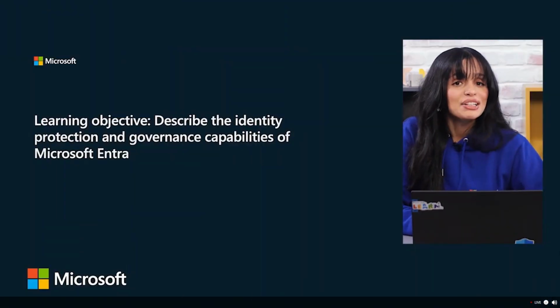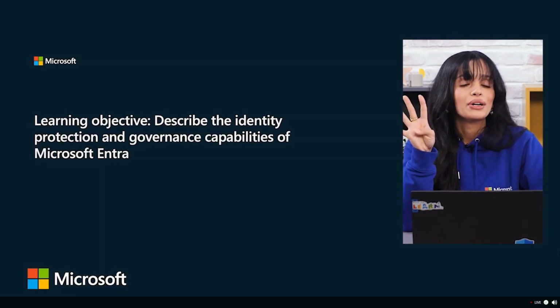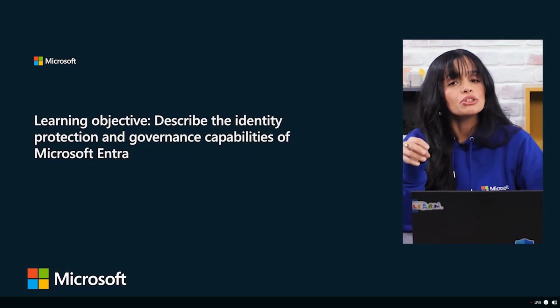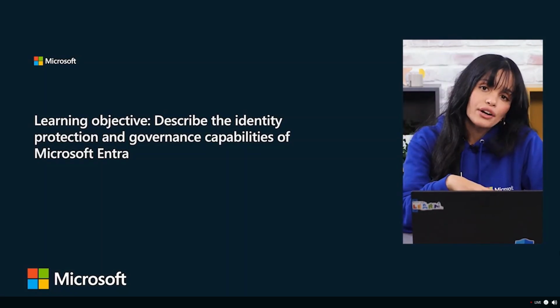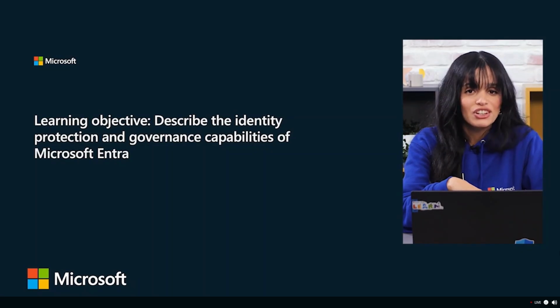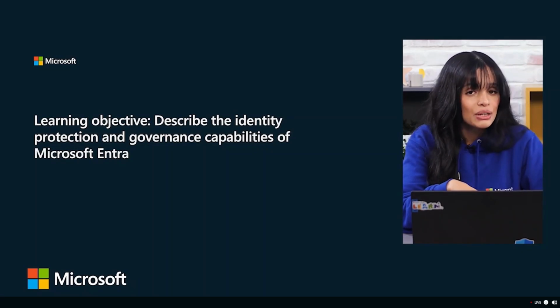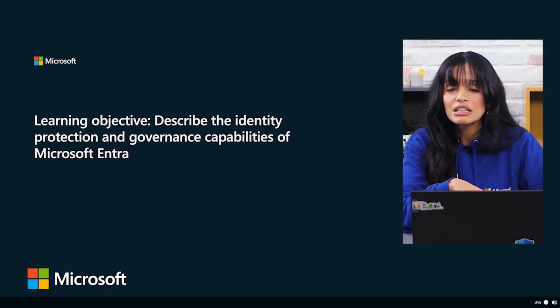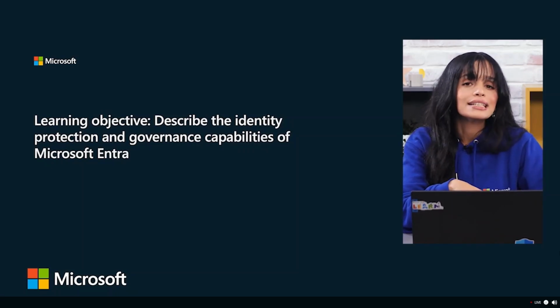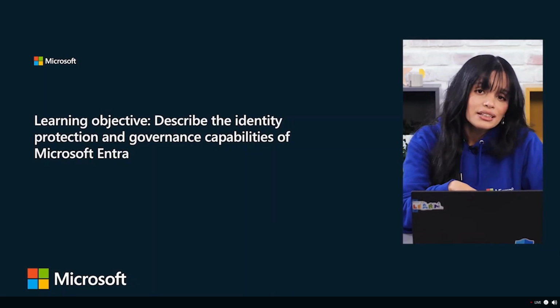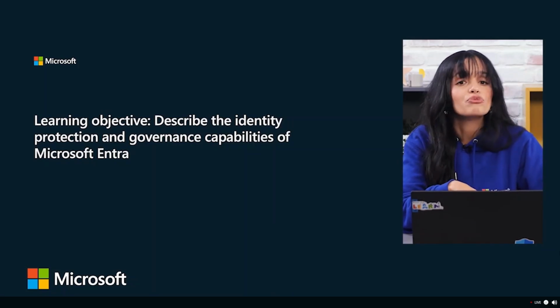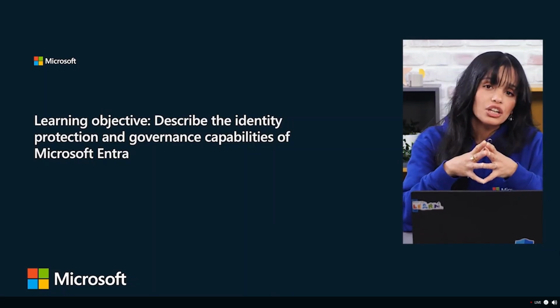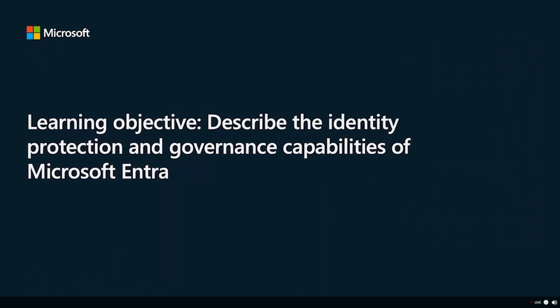Now, let's look at lesson number 4. In this lesson, we are going to talk about identity governance capabilities in Microsoft Entra. Within this lesson, we will talk about identity governance in Microsoft Entra, and we will talk about what access reviews and privileged identity management are. And finally, we will talk about the capabilities of Microsoft Entra Identity Protection and permissions management.